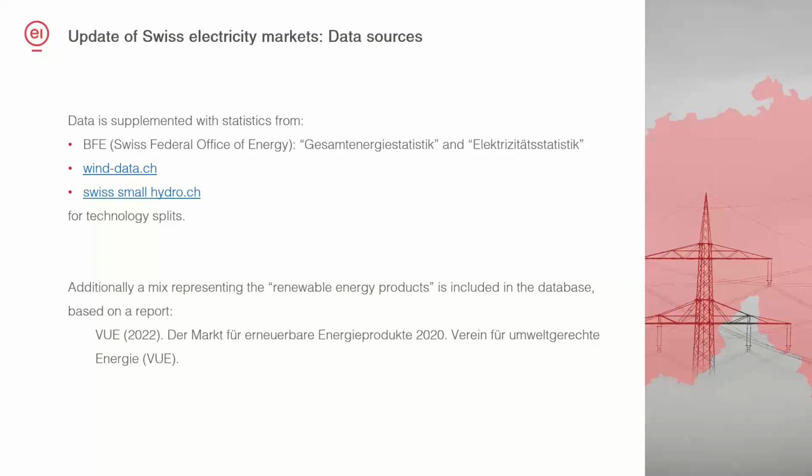Next to the normal electricity markets, the ecoinvent database also contains a market for renewable energy products for Switzerland. This market summarizes all certified renewable electricity sold into a specific mix. Data is taken from the Association of Environmentally Friendly Energy from their report on renewable energy products in Switzerland. Although the procedure for the update is different, the Swiss electricity market is also updated on a yearly basis for all upcoming versions of the database.